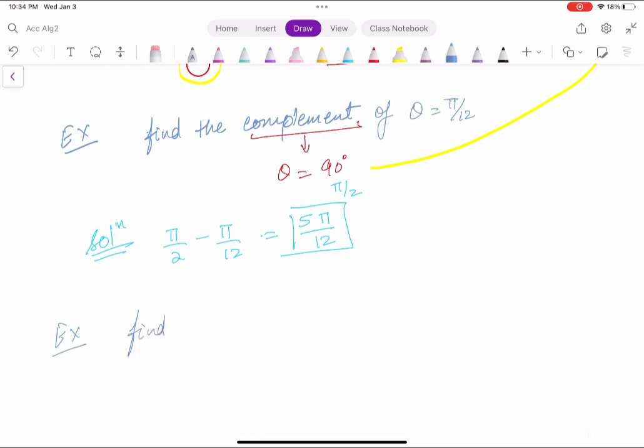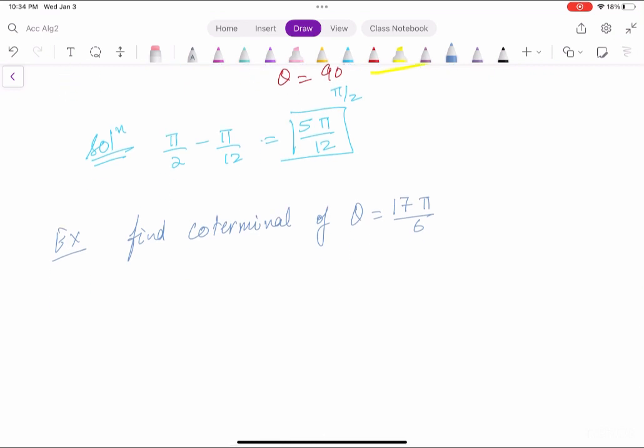Let's take another example. In this case, they are asking to find the coterminal angles for theta equal to 17 pi over 6. Now we can approach this in two different ways, or in many ways. Can I rewrite the fraction 17 pi over 6, because it is an improper fraction, right? So let's rewrite the improper fraction into an addition of fractions.